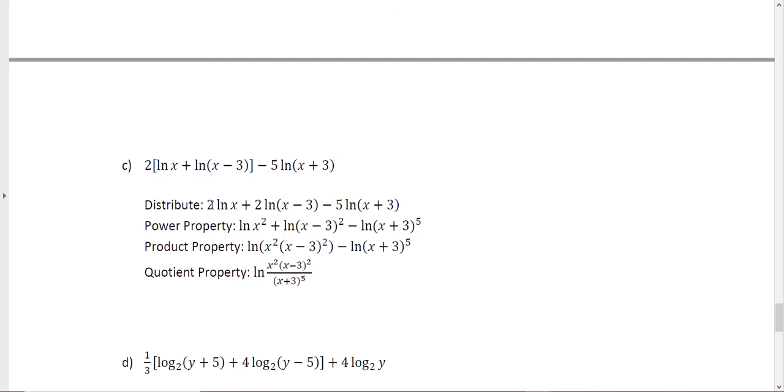Now that we have everything individually, we've broken apart as many grouping symbols as possible. We'll use the power property and put our coefficients, the 2 and the 5, as exponents on the arguments of the logarithms. Then we'll take two at a time. The natural log of x squared plus the natural log of x minus 3 squared becomes the natural log of x squared times x minus 3 squared. And we still have the minus natural log of x plus 3 to the 5th. And now we use the quotient rule because it's a subtraction. It'll come together as a division. And we have the natural log of x squared times x minus 3 squared all over x plus 3 to the 5th.